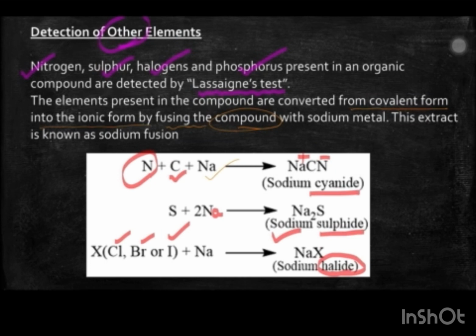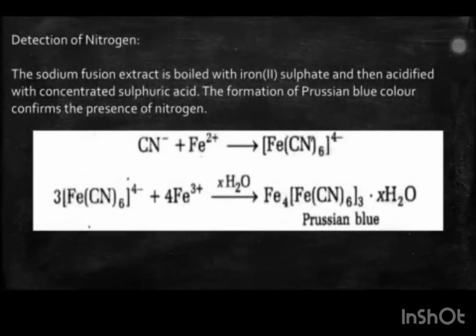This particular test that we are discussing now is called Lassaigne's test, as mentioned here. And what is the purpose? It's a very good, important reasoning question. The purpose of making the Lassaigne's extract is to convert the covalent form into ionic form for easy detection of extra elements.